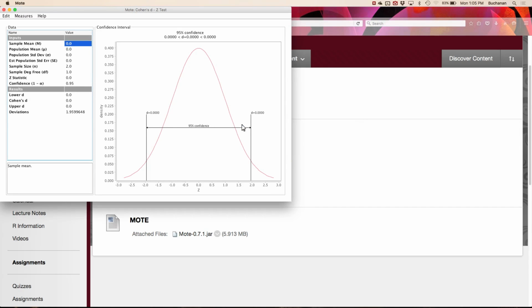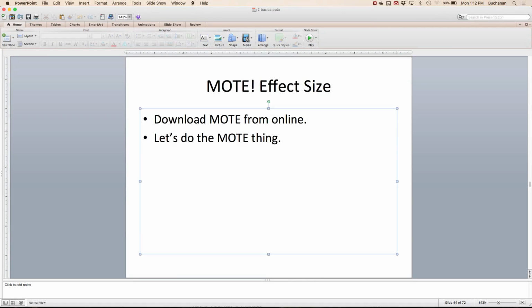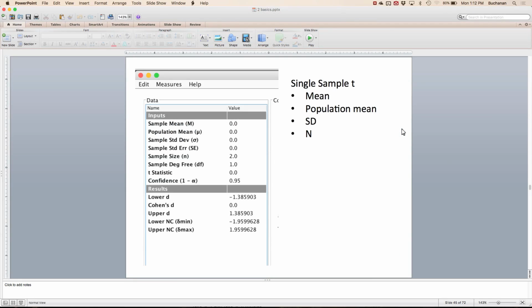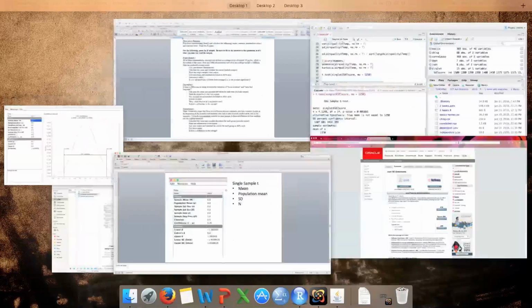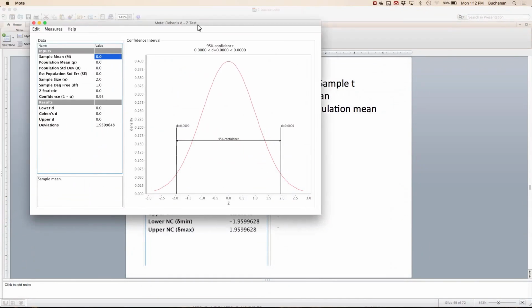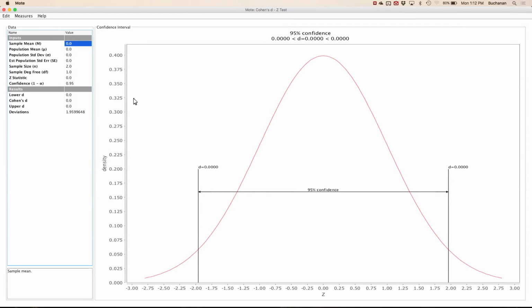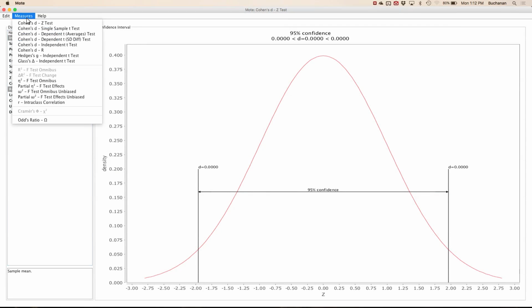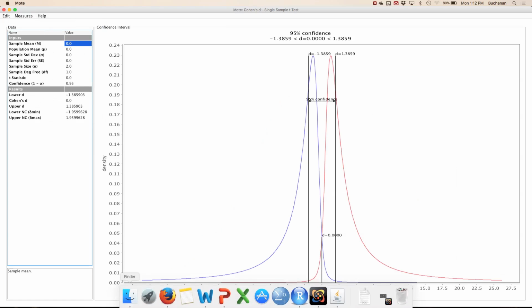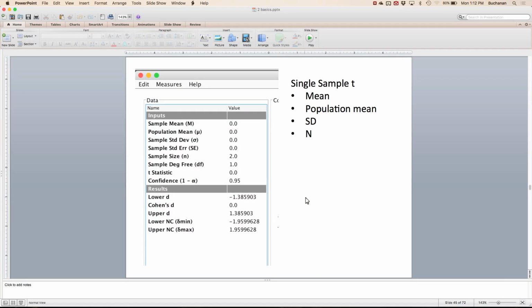So it should look like this once you get there. Okay, so what I have is I kind of cut and pasted the screen of what it should look like. But if you actually are using Moat, it will calculate Cohen's d for you. So you click on Measures, pick the measure you're interested in. I can't make that window any bigger, sorry. So single sample T. And then what I tried to do on the slides here is tell you what you have to enter. So I have to enter those 4 things to get an answer that's correct.